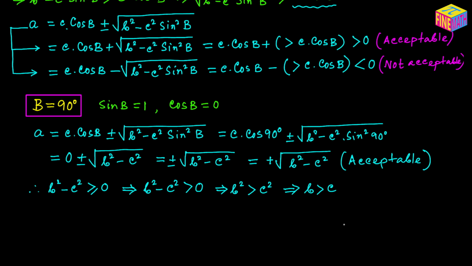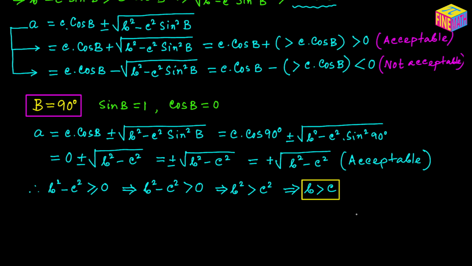So this is the only solution. When b is greater than c, we will be able to draw the triangle. So that is the only one solution here. And during the geometrical analysis also, we have seen that when b was a right angle, the only acceptable situation was that b has to be greater than c, then only we are able to draw the triangle.